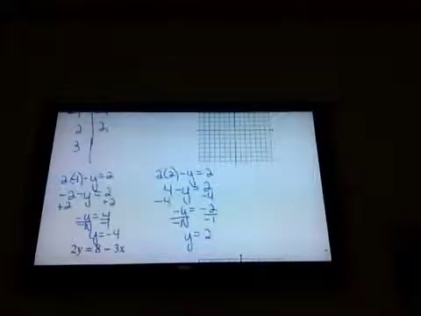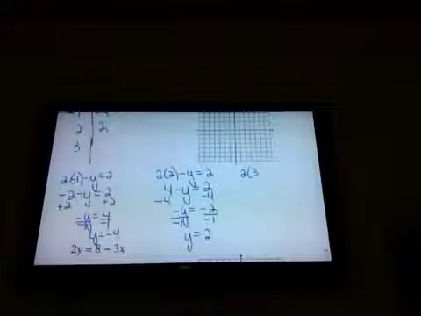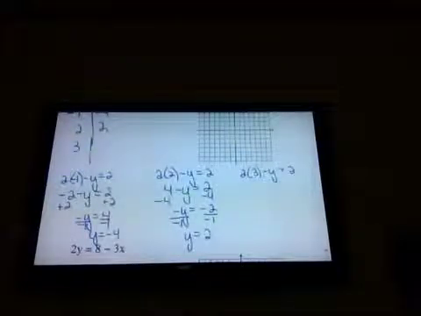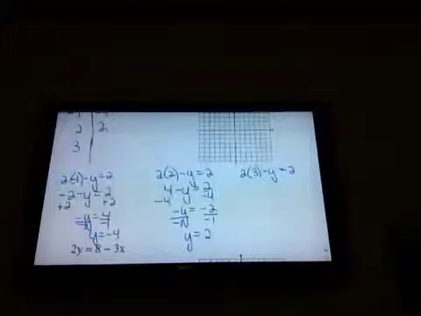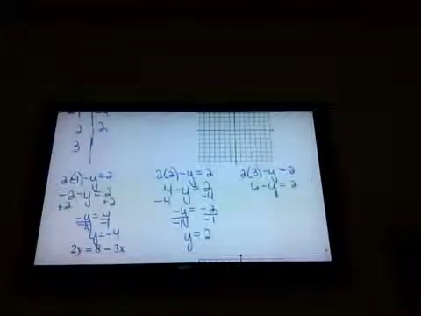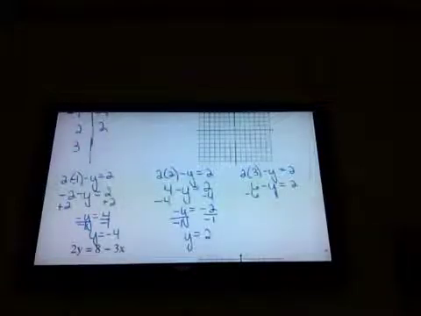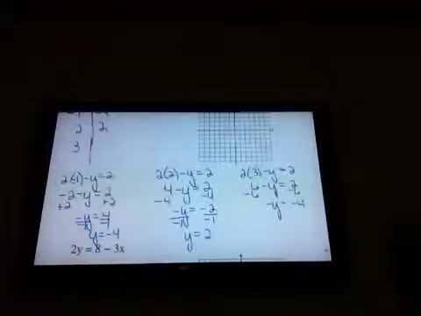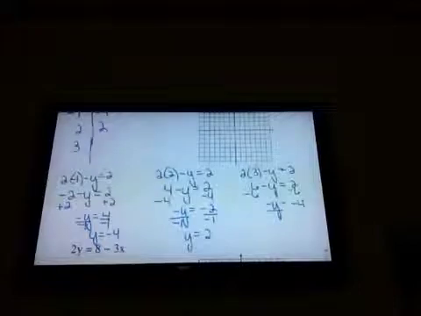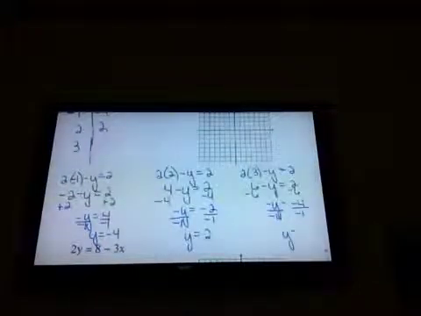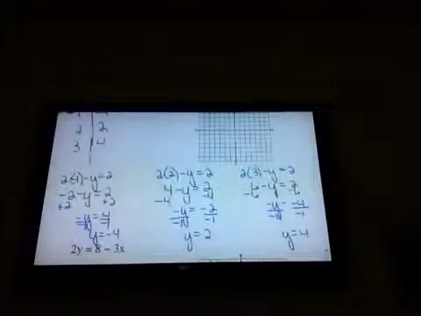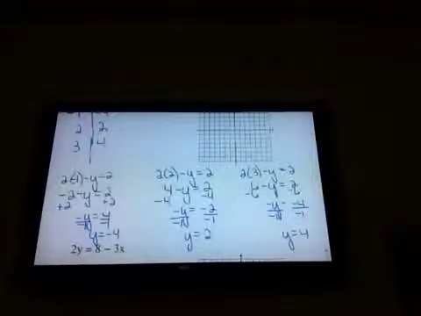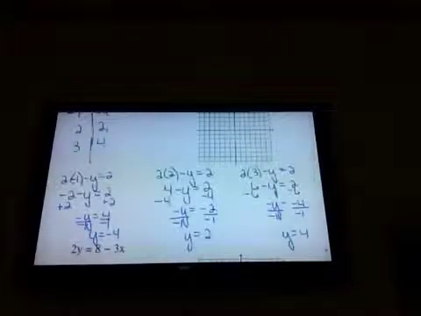Then I fill in 3. 2 times 3 minus y equals 2. 2 times 3 is 6 minus y equals 2. Get the y alone, so get rid of positive 6, so subtract 6. Negative y equals negative 4. Make y positive by dividing by negative 1. So y is a positive 4. All those solving things back from September that we're using over and over and over.